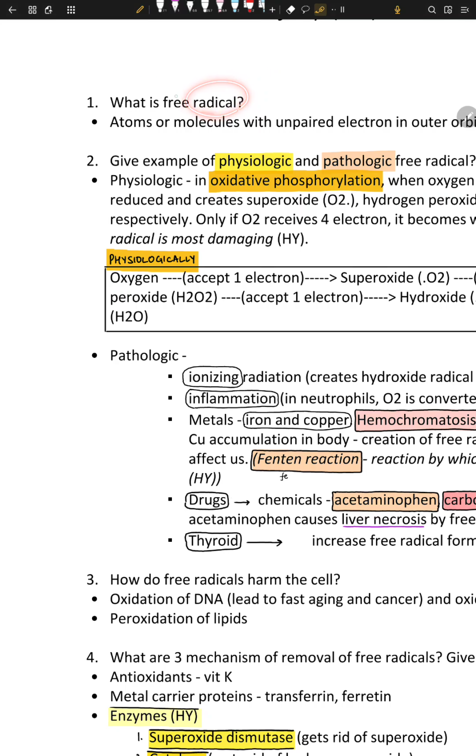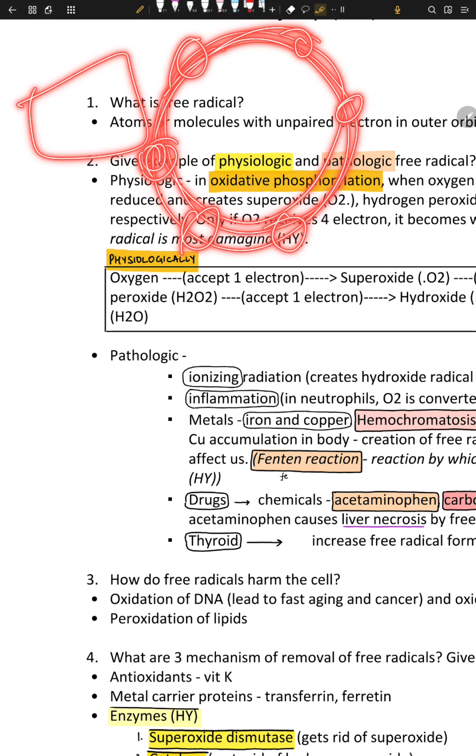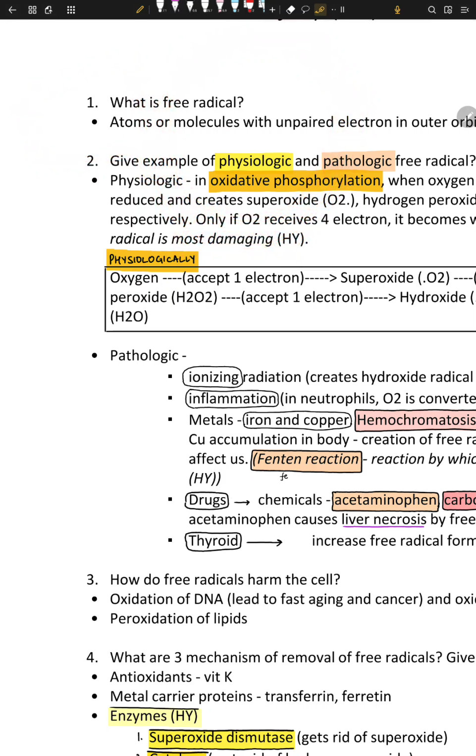It means it has a free electron. It is following the rule of octet. On the outer shell of the atom, it must have 8 electrons so that it's stable. If it's stable, it's a less energy bound electron, it's less energetic. If it's not stable, it will create havoc on your cells.